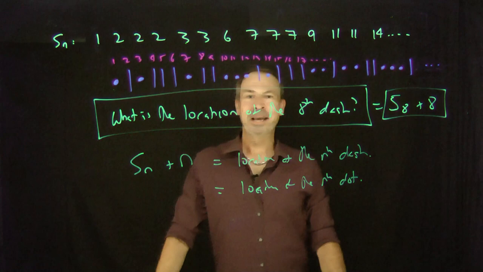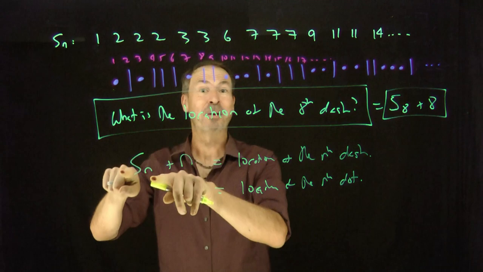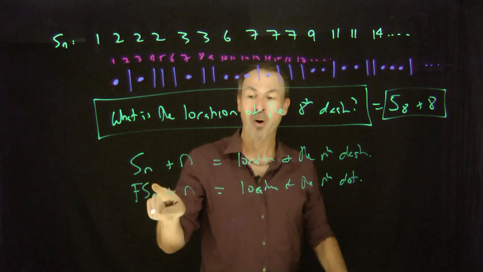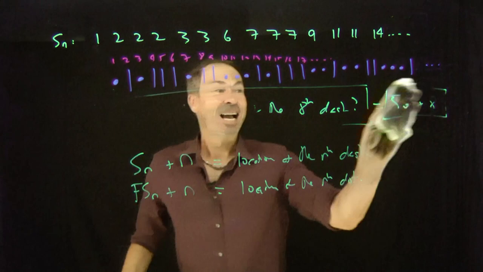Which means I'm interchanging the words dots and dashes in my mind. I'm doing all my thinking again, interchanging dots and dashes, so I must be talking about not the sequence where I had dashes and dots, I must be talking about the sequence with dots and dashes. I must be talking about the frequency sequence. Exactly the same reasoning must tell me that for this sequence, with dots and dashes interchanged in my mind, plus the position numbers n, must give me the location of the nth dot. Whoa. Now, that's it. I think it does it.